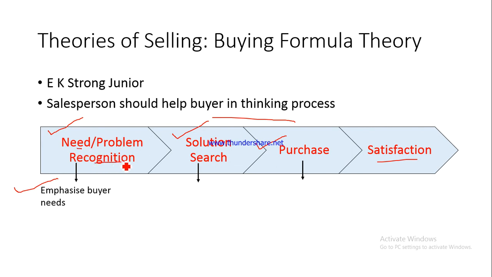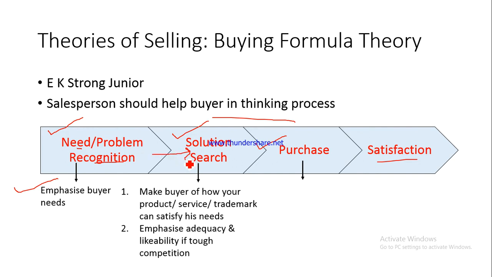He will recognize the problem that he has. The problem is that he does not have an AC and he should be buying an AC. So this is what will happen. And now if the buyer gets stuck on this stage, what will you do? You will push him to this particular stage. How do you do that?